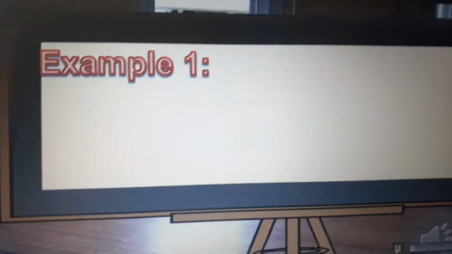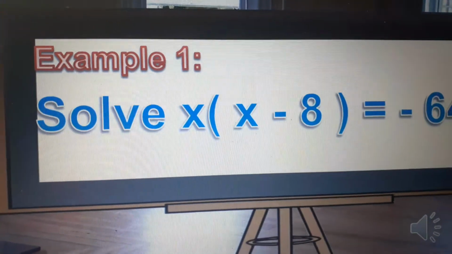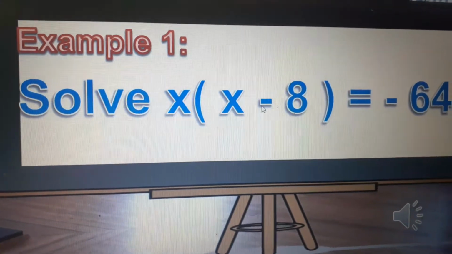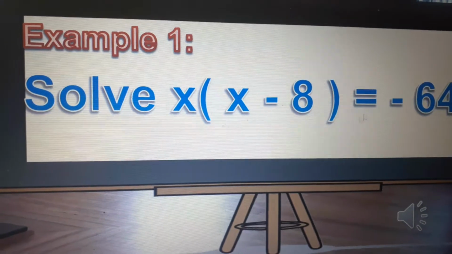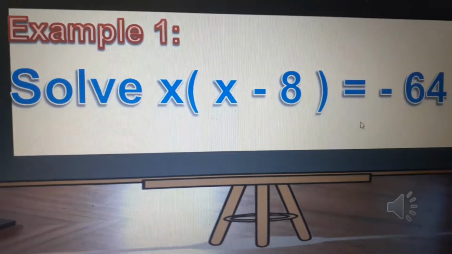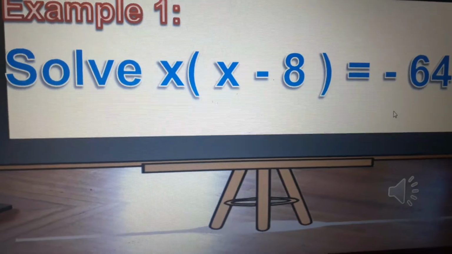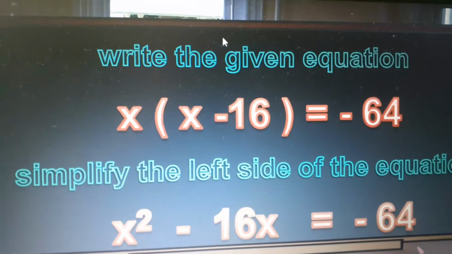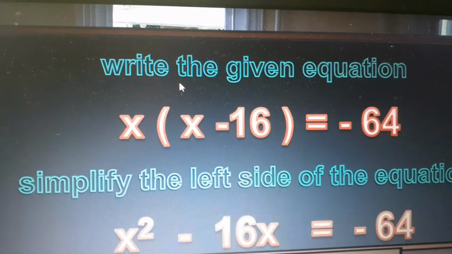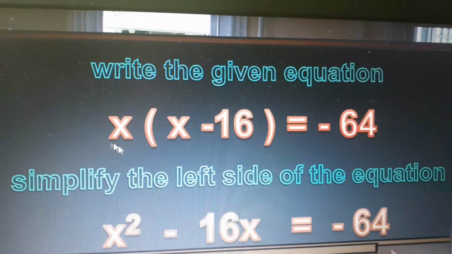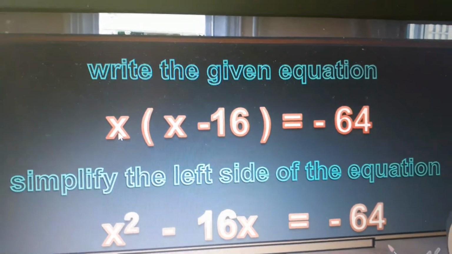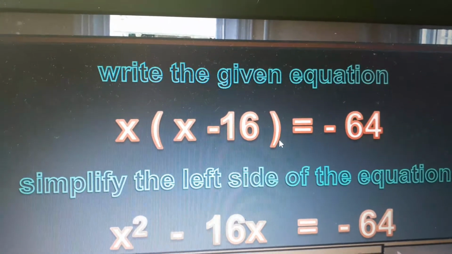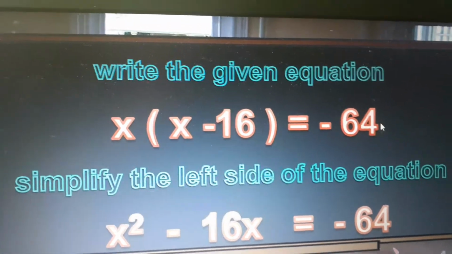Let's have an example. We're going to solve x times quantity x minus 16 equals negative 64. Ang unang hakbang natin or unang gagawin natin ay isusulat natin yung atin pong equation or the problem itself. Ang ating equation is x multiplied by quantity x minus 16 equals negative 64.